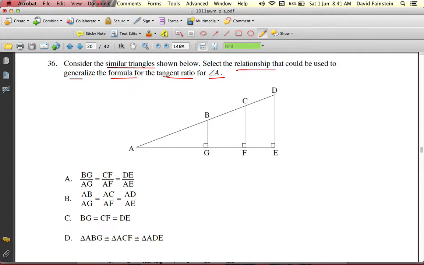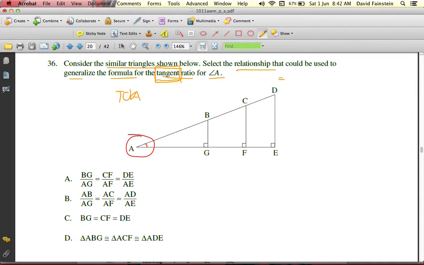Select the relationship. That just means something equals something else. That could be used to generalize. That word doesn't come up too often. We'll talk about that. The formula for the tangent ratio. Tangent ratio. Well, we've definitely talked about the word tangent many, many times. We know tangent from TOA, as in SOHCAHTOA, our friend SOHCAHTOA. But tangent ratio for angle A is right here, I know that.